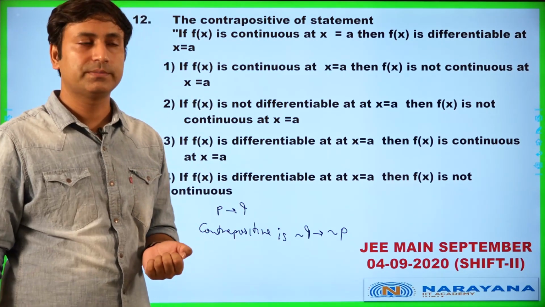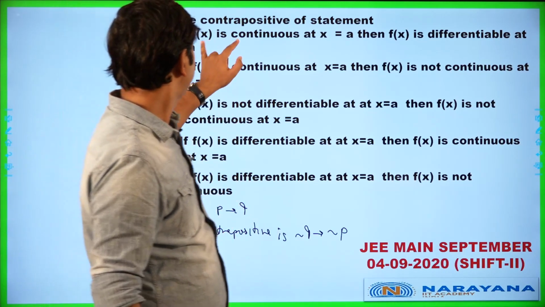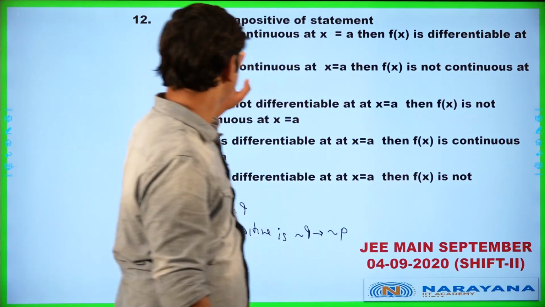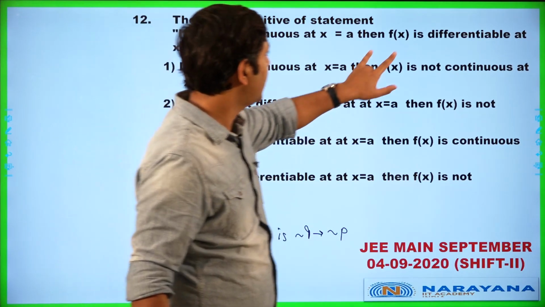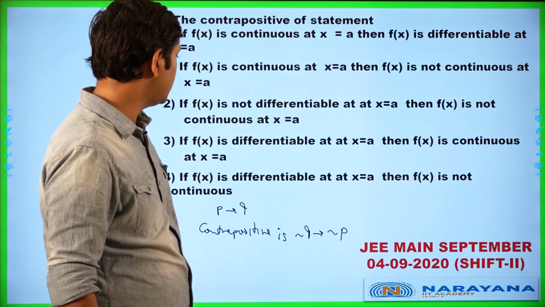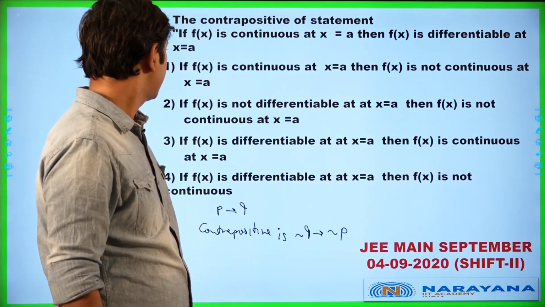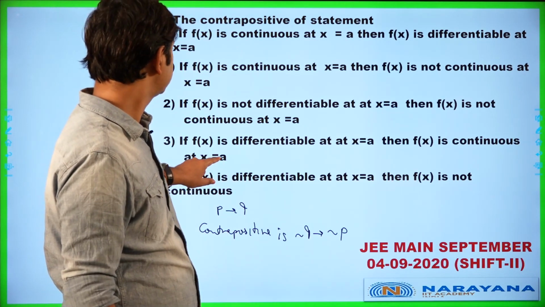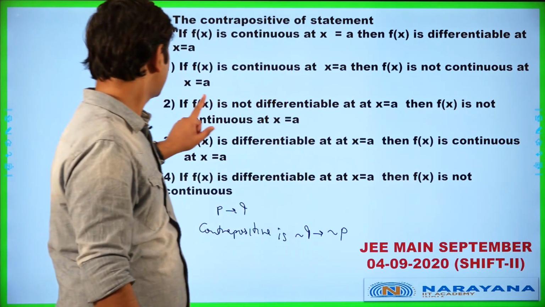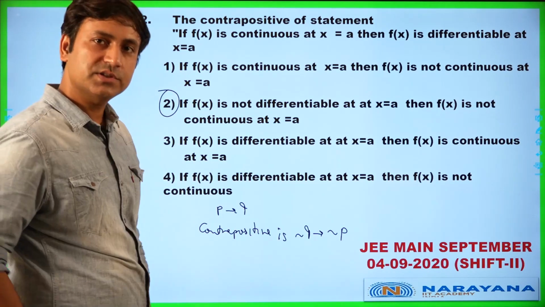Now notice that p implies q is simply f(x) is continuous at x is equal to a implies f(x) is differentiable at x is equal to a. So negation of q should be f(x) is not differentiable at x is equal to a, which implies f(x) is not continuous at x is equal to a. We'll pick that option and we'll move on to the next question.